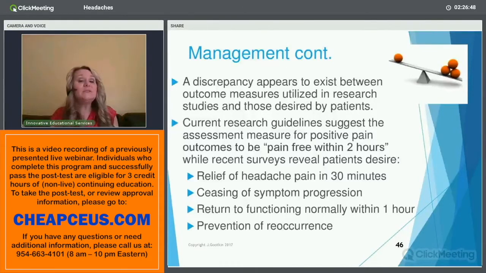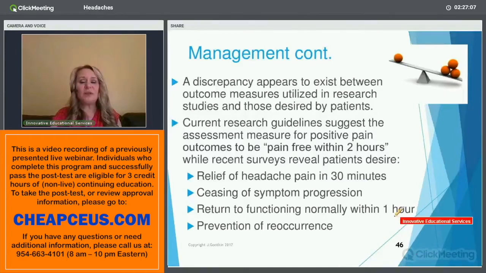And I would like to get back to functioning. I would like to be able to be involved in my life again and interacting. I want to be able to think. I want to be able to move. And I want to know how to prevent reoccurrence. This is what the patients are looking at. And I want to be able to know how to step in and intervene.